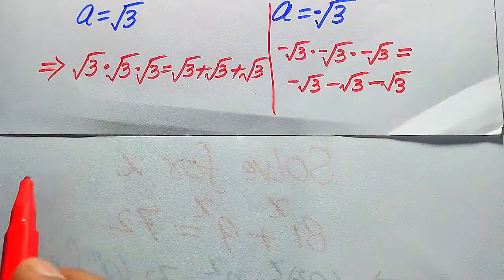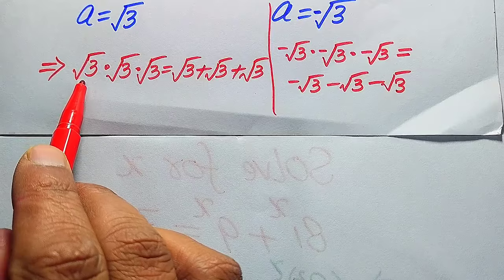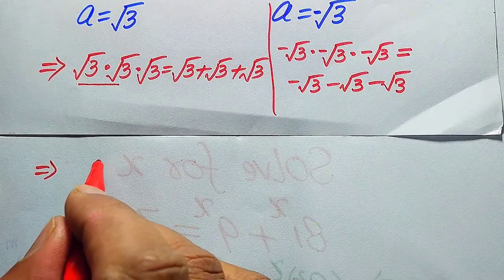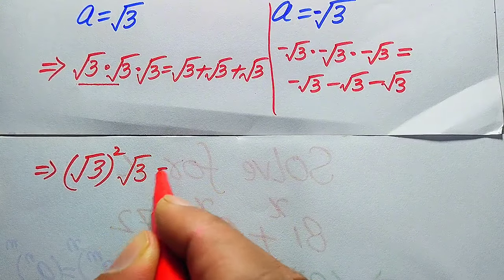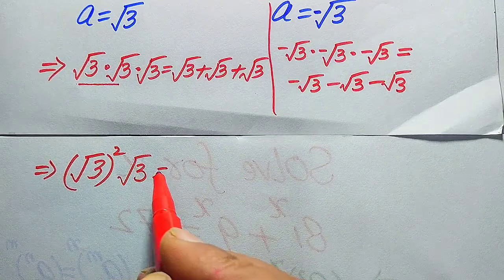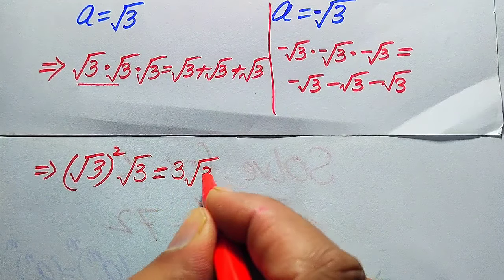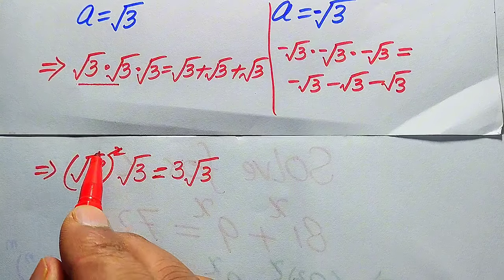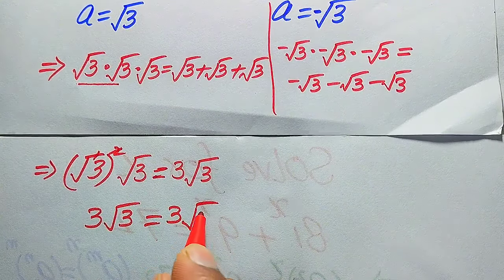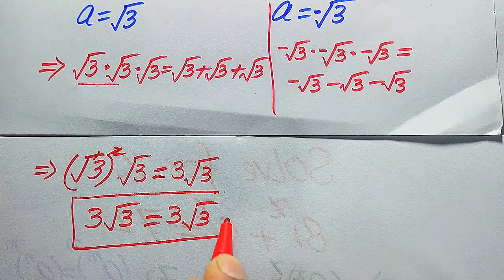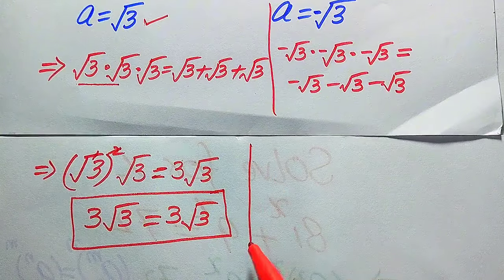So first we focus on the left hand side in the first case. Here, when we multiply this square root of 3 and this square root of 3, it will be written as square root of 3 whole squared multiplied by square root of 3. This is the third square root of 3. And here you see that these three same terms are added to each other, and we write it as 3 times square root of 3. Here the square and square root are gone, and we obtain 3 times square root of 3 is equals to 3 times square root of 3. This shows that both sides are equal. It means that the value a equals square root of 3 satisfies our given question statement.